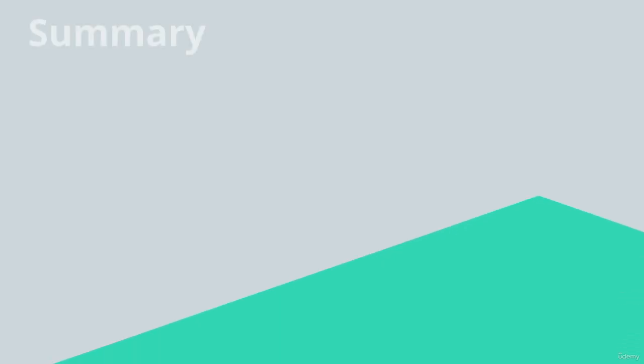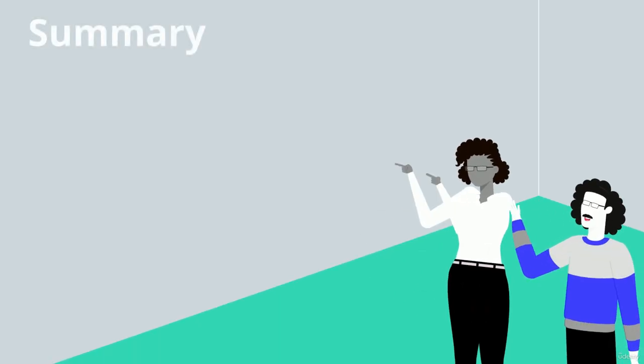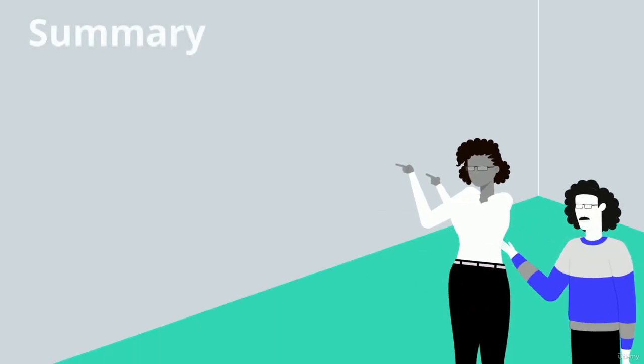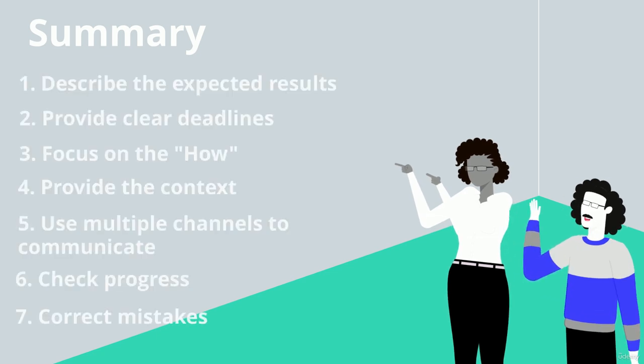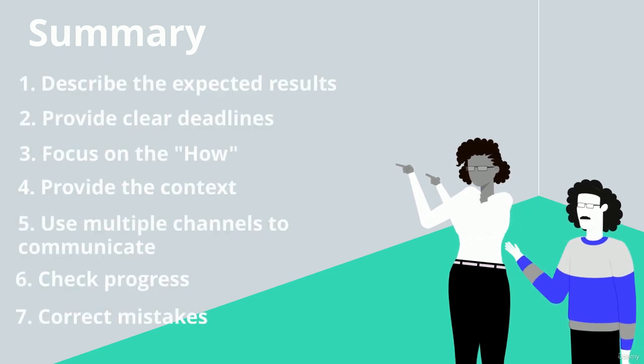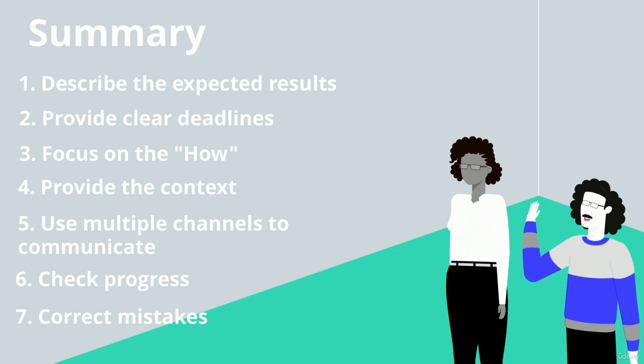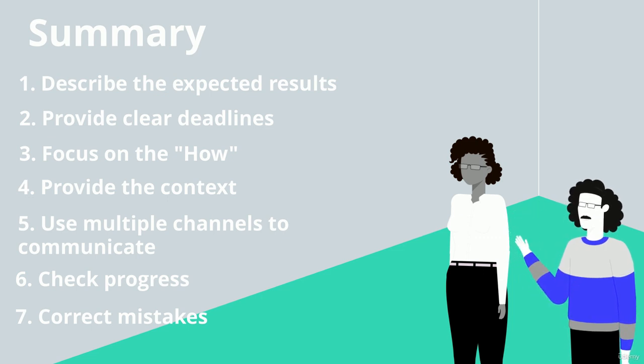Once you have gone through this process a few times and you and your employees have gotten to know each other better, you may be able to skip some of the steps. But at least in the beginning, try to be very thorough when you set expectations with your team and go through all 7 steps.